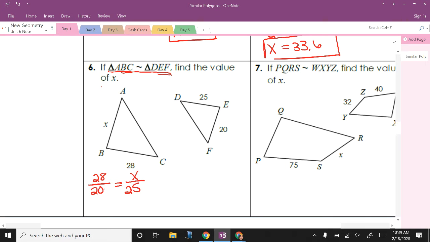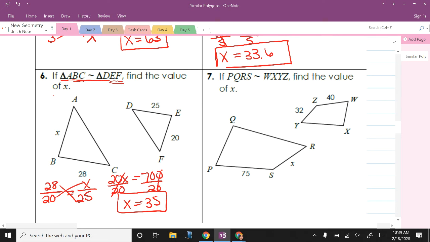Then we cross multiply. What's 20 times x? 20x equals, what's 28 times 25? 700. Nice. Divide by 20. X equals what? 35. Okay. Any questions about that?